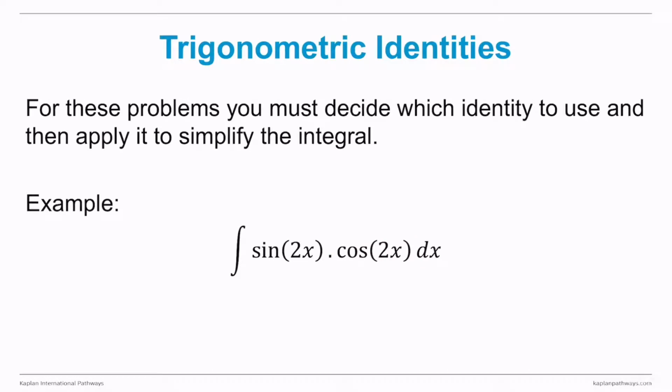Right, so for those problems, you must decide what they mean. Those problems are when you have integration of sine squared or cosine squared, or sine multiplied by cosine. For those problems, you must decide which identity to use and then apply it to simplify the integral. So you look at your question and you need to decide which one of these three identities to use.